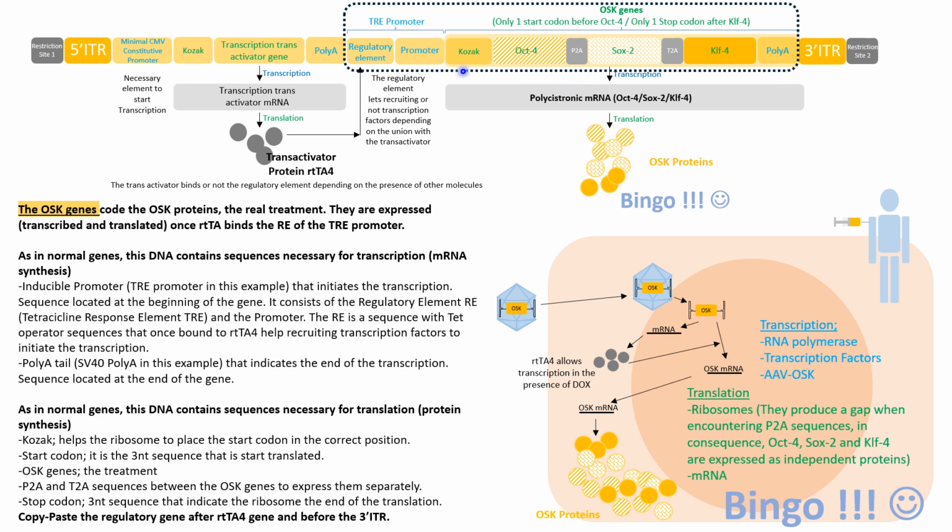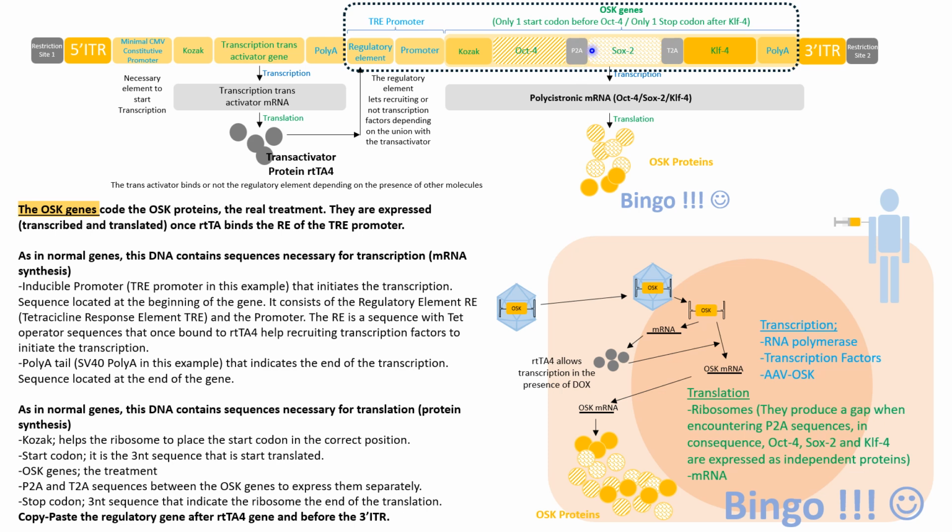Okay, we have started the translation thanks to the Kozak sequence and the start codon, and it starts translating the sequence of OCT4. It starts translating, producing the protein, and hop, you see here we have a sequence that is called P2A. That sequence makes it produce a gap in between this sequence and the following one. So remember, in the whole construct, you only need a start codon and a stop codon. And after the OCT4, we don't need a stop codon because the translation has to carry on.